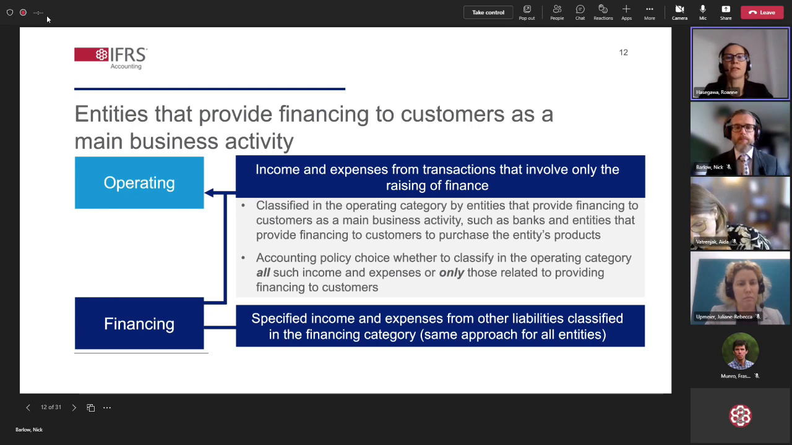The exposure draft proposed an accounting policy choice for entities that provide financing to customers as a main business activity to classify in the operating category all income and expenses from financing activities and cash equivalents, or the portion related to providing financing to customers. I will explain about cash and cash equivalents for entities with specified main business activities on the next slide. Some stakeholders had raised concerns that the requirement for classifying income and expenses from financing activities had been formulated as an accounting policy choice. In the redeliberations, the IASB considered and rejected other approaches as they were not viable alternatives to the accounting policy choice.